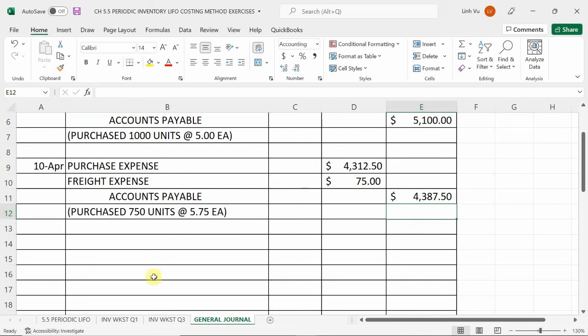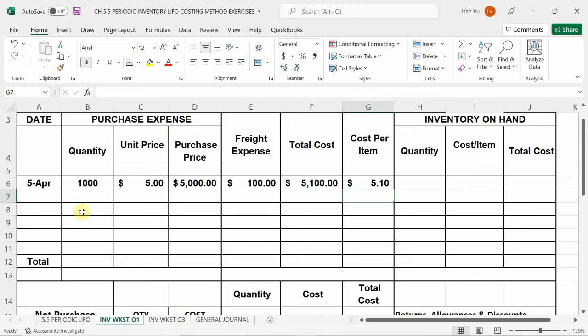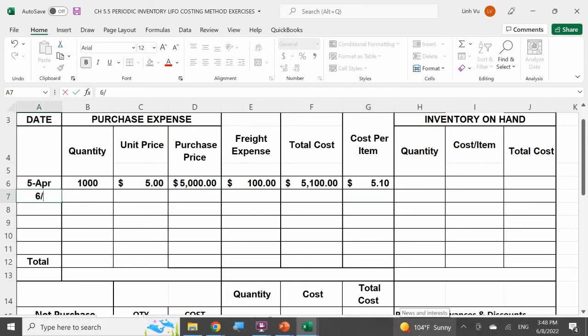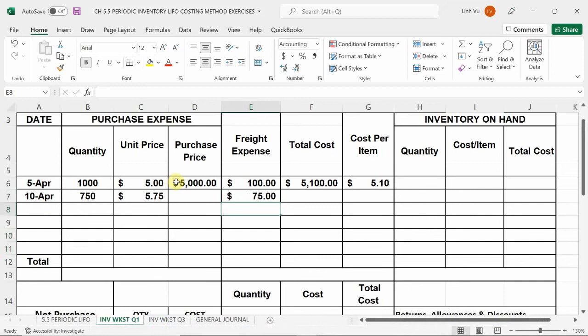So now that I have this, let's go ahead and plug it into my inventory worksheet, okay? It is April 10, okay? We purchased 750 units at $5.75 each with a freight of 75. So in this case, if you are using Excel and you have cell reference, let's do that cell reference again, right? I'm not typing those numbers in there. I'm clicking and putting it into a formula, and I push enter.